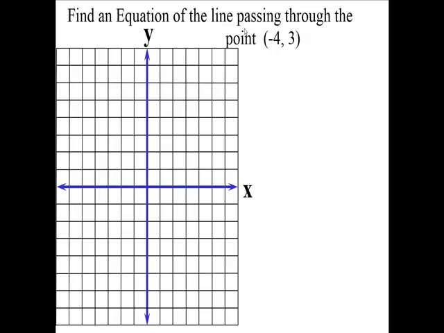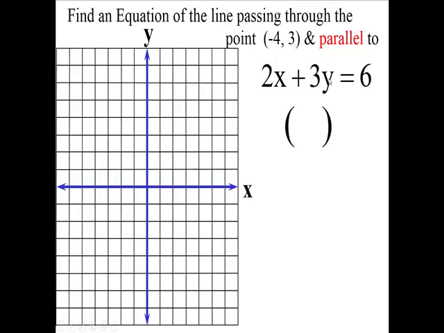Find an equation of the line passing through the point (-4, 3), where the line is going to be parallel to this line. Okay, so let's graph this line. Find an intercept: find the value of x when y is 0.